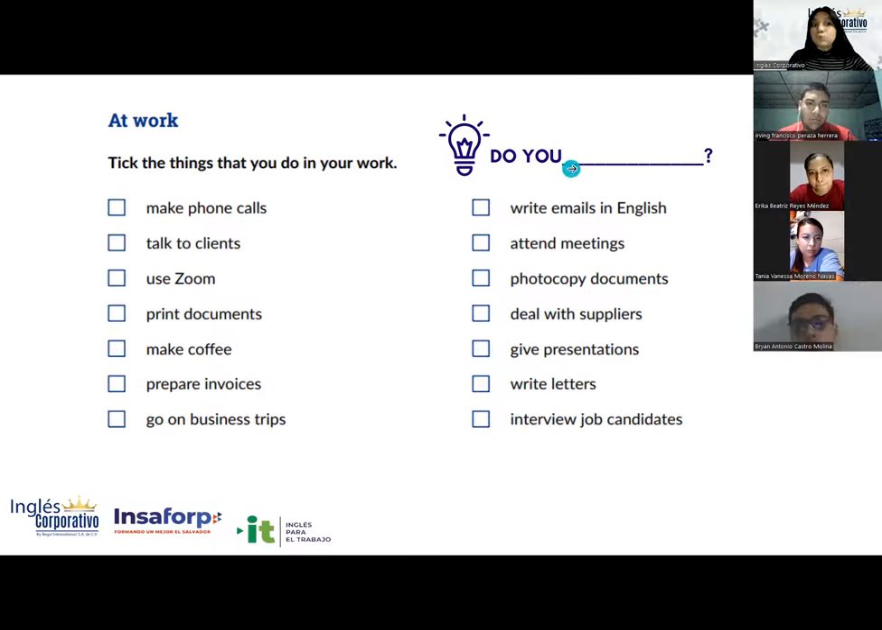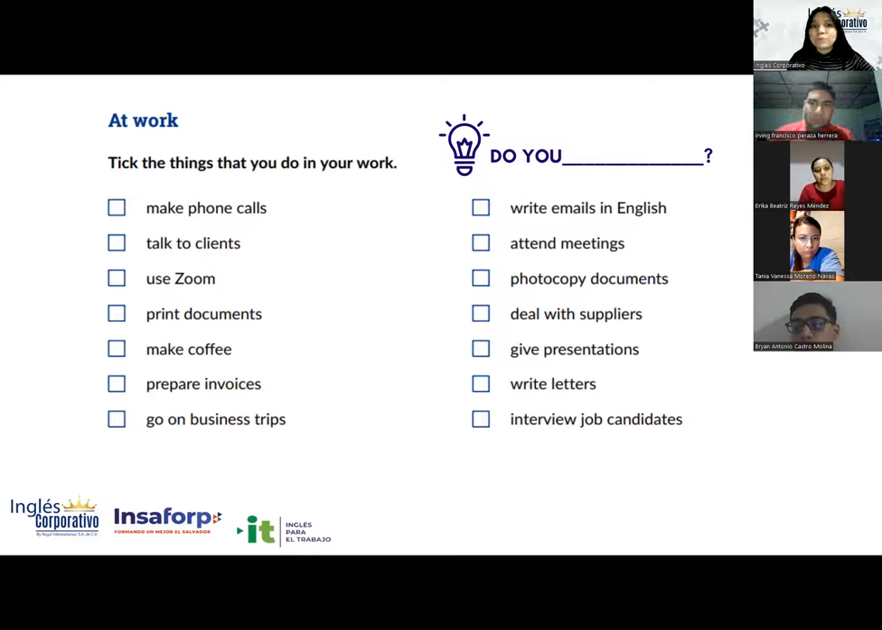What do you do? Do you make phone calls? Do you talk to clients? Do you use Zoom? Do you print documents? Do you make coffee? Do you prepare invoices? Do you go on business trips? Do you write emails in English? Do you attend meetings? Do you photocopy documents? Do you deal with suppliers? Do you give presentations? Do you write letters? Do you interview job candidates? What do you do?